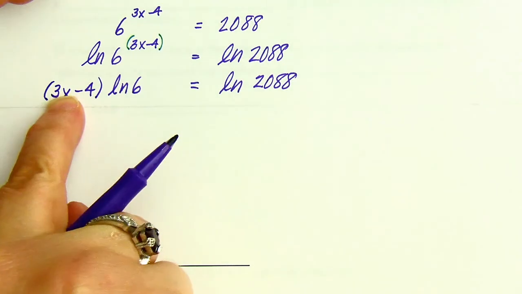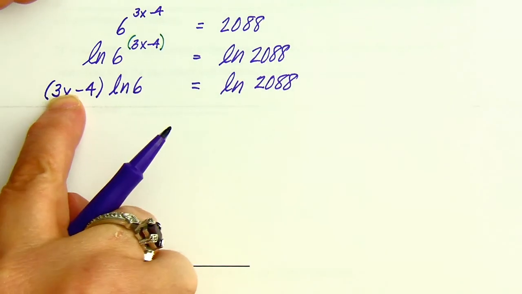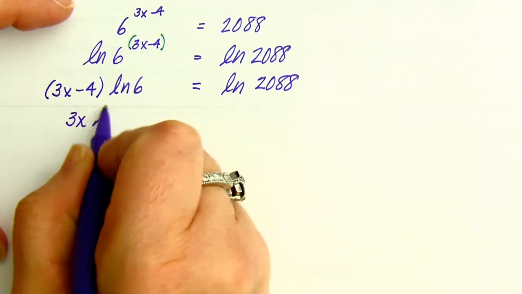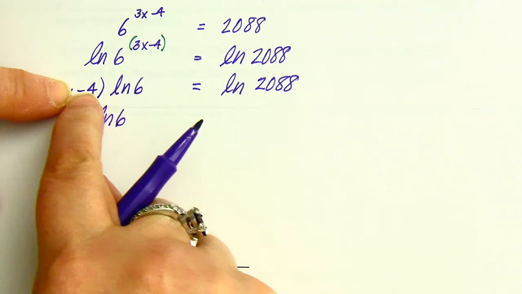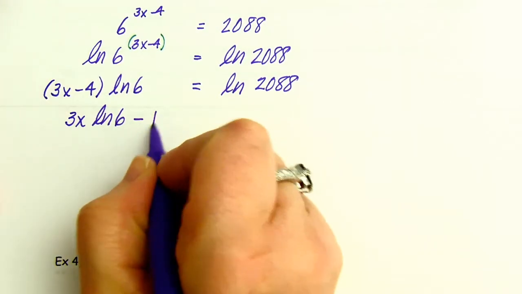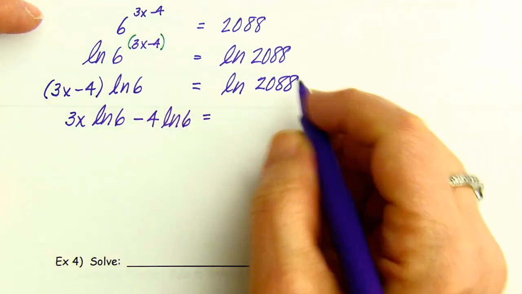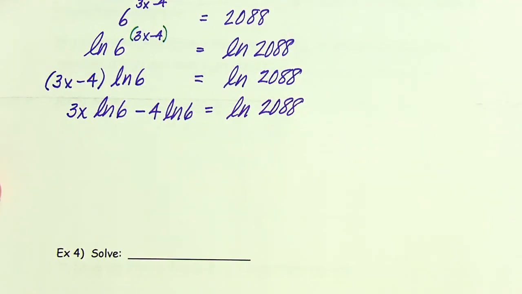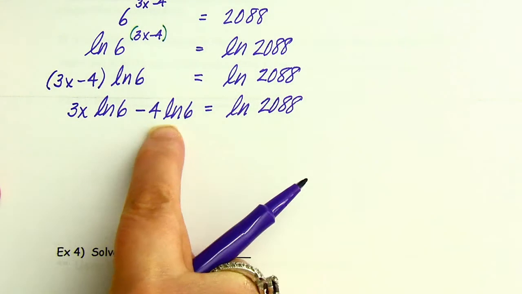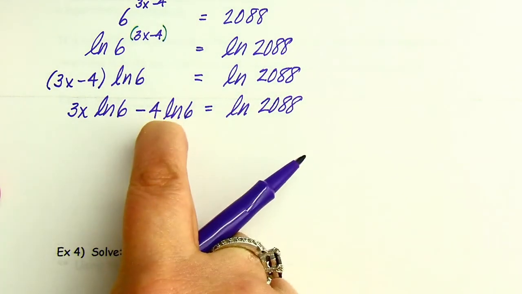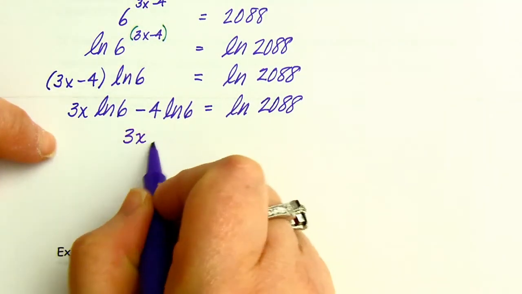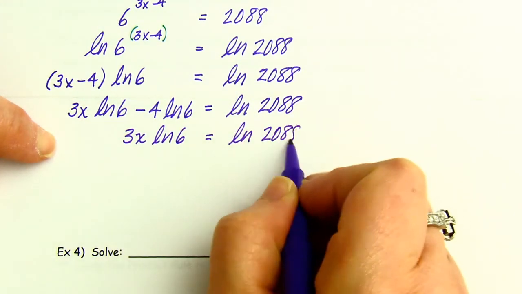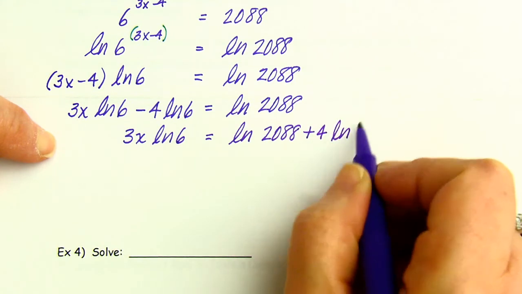I've got a grouping with x in it. I have to solve for x. You have to distribute. This is 3x natural log of 6, subtract 4 times the natural log of 6, equals the natural log of 2088. I have to solve for x, which means I need to get rid of this by addition. 3x natural log of 6 equals the natural log of 2088, add 4 times the natural log of 6.